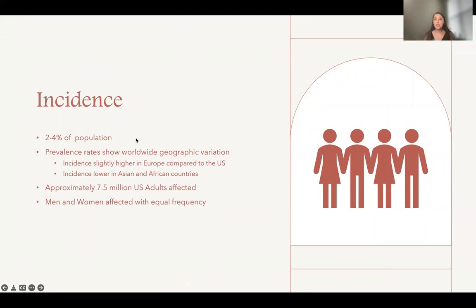It is believed that between 2 and 4% of the population does have psoriasis, and prevalence rates show worldwide geographic variation, with incidence rates slightly higher in Europe than the United States and lower in African and Asian countries. We have current estimates of approximately 7.5 million people in the United States who have psoriasis. And current research does believe that both men and women are affected with equal frequency.